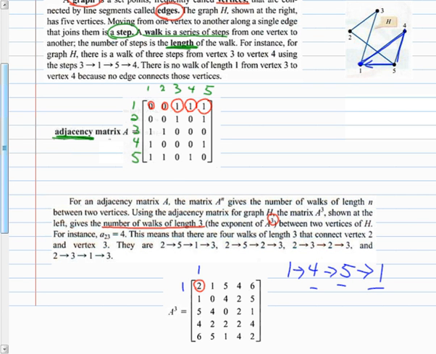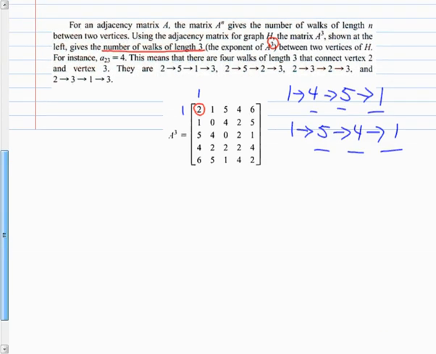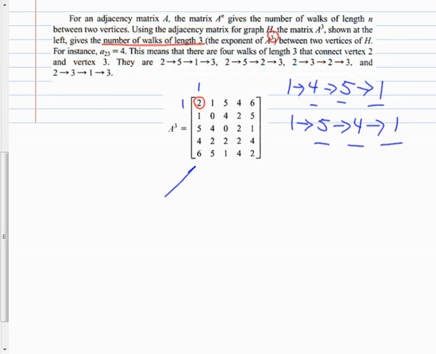Somebody else. There should be another one. They claim there are 2 of them. There should be another one that's exactly 3 steps long that starts at 1 and goes back to 1, but it's a different walk. There it is. 1 to 5 to 4 to 1. That's a different walk. Start at 1, go to 5, then go to 4, then go back to 1. There are our 2 3-step walks. So that is what this matrix will then tell us.